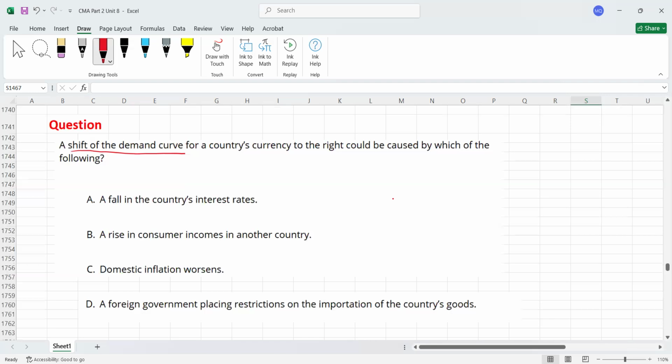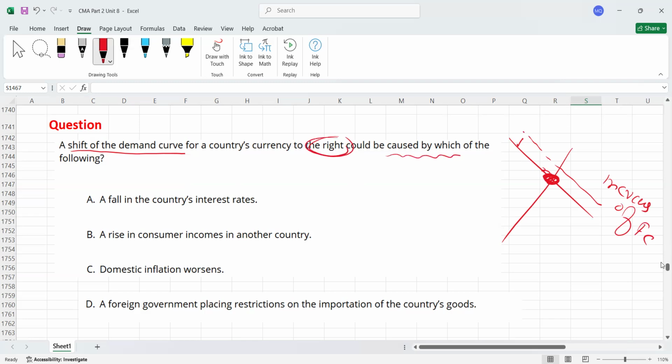They're saying a shift of the demand curve for the country's currency to the right. I told you, if this is the demand curve and it moves to this side, it means demand is increasing. Now demand for foreign currency is increasing. The question is why this can happen. A shift of the demand curve for the country's currency to the right could be caused by which of the following? What is the possible reason why demand for foreign currency is increasing?